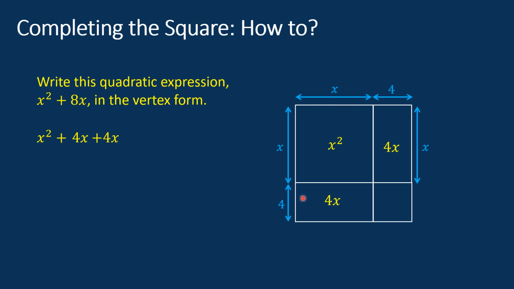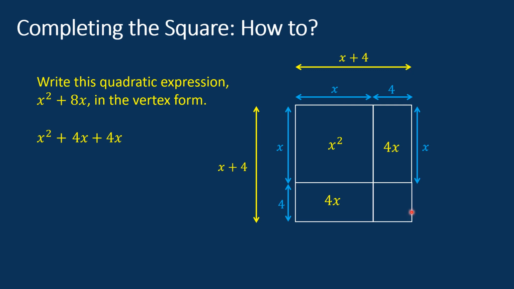Now we can see that the length and the width of this big square are x plus 4 times x plus 4. We're still short of one small square here to make the square complete.